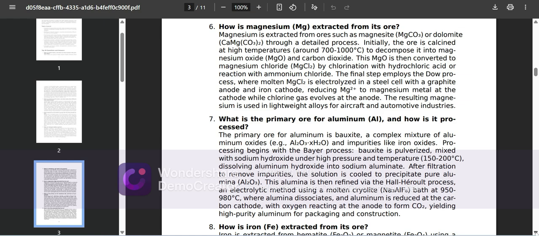Reducing Mg2+ to magnesium metal at the cathode, while chlorine gas evolves at the anode. The resulting magnesium is used in lightweight alloys for aircraft and automotive industries.